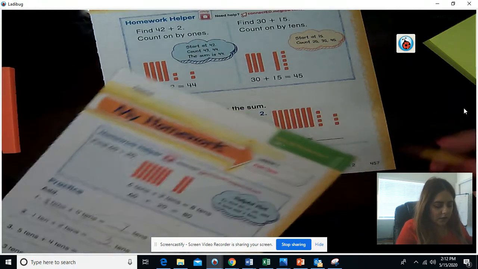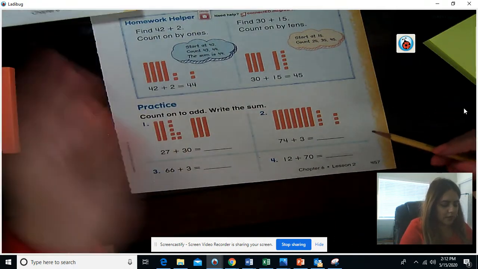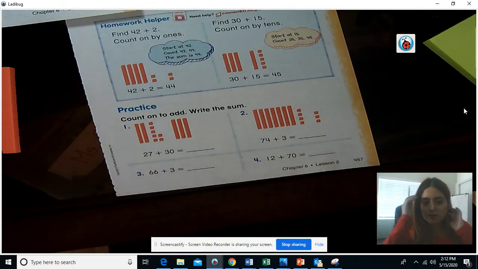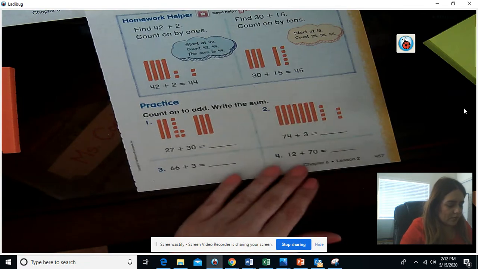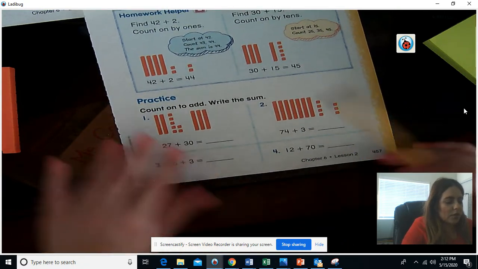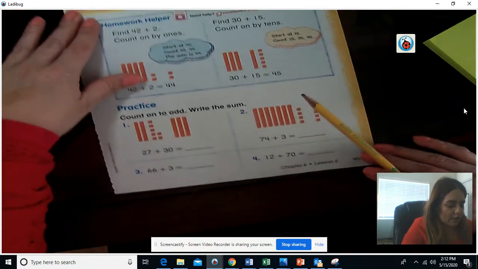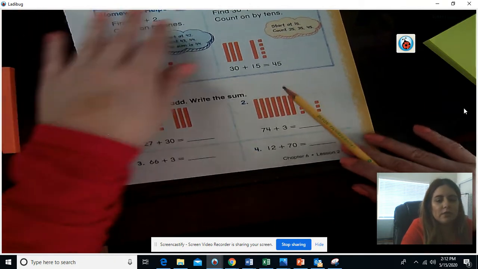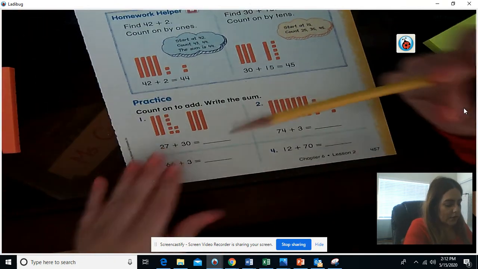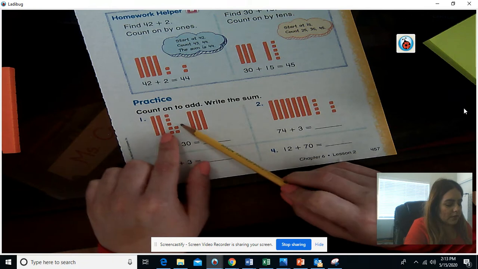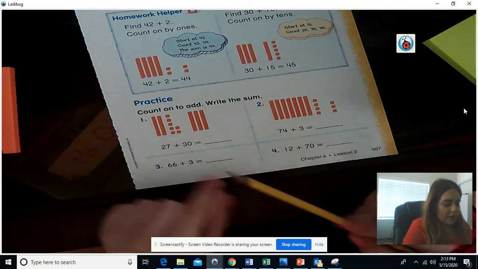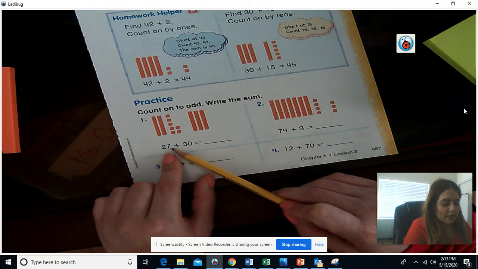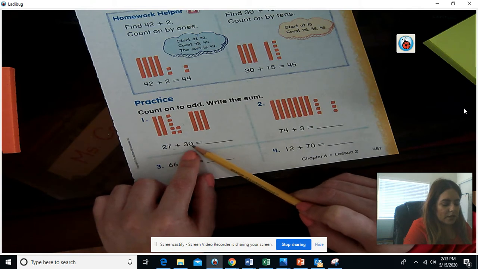Okay, now we're going to look at page 257. If you need a break, go ahead and pause the video and go take a break. Okay. This one we're going to be counting on to find the sum or the addition. Number 1 says count on to add, write the sum. So we have 27 plus 30.